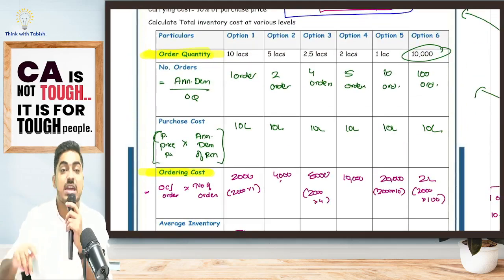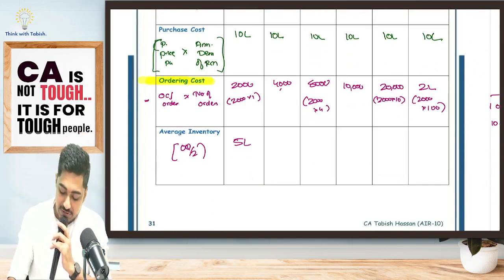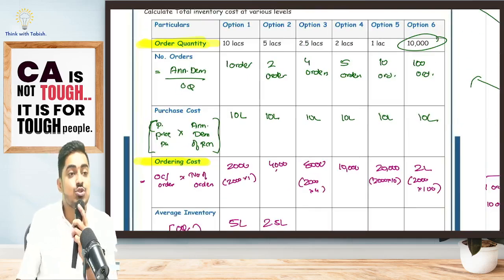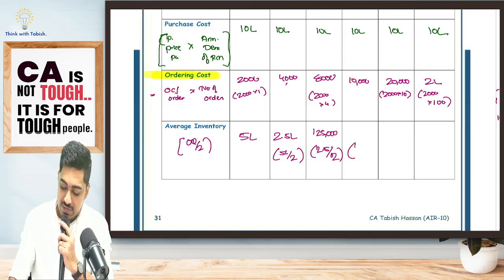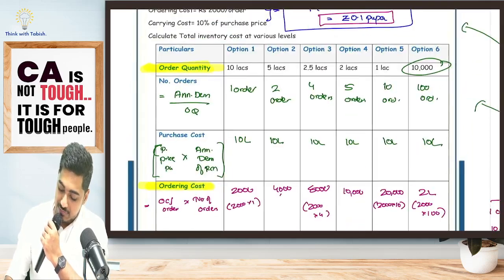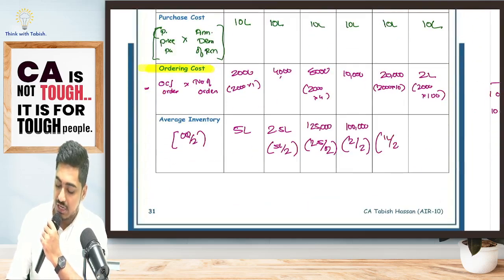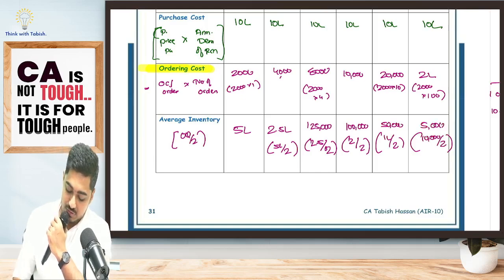Yes, if I am buying as 5 lakh, 5 lakh, at any point, maximum is 5 lakh, minimum is 0. That means on an average, 2.5 lakh. Yes or no, everyone? If I am buying it as 2.5, 2.5, it is going to be 2.5 lakh divided by 2. Yes, 1,25,000. If I am buying it as 2 lakh, 2 lakh divided by 2 will be 1 lakh. If I am buying it as 1 lakh, 1 lakh, at any point, maximum 1 lakh, it will go up to 0 also. That means on an average, 50,000. If I am buying it as 10,000, 10,000, on an average, I am having 5,000 with me throughout the year.